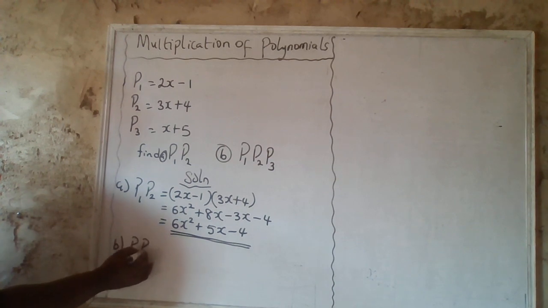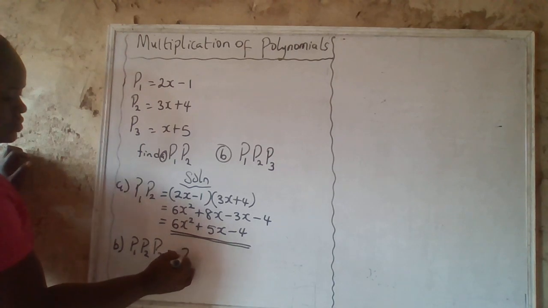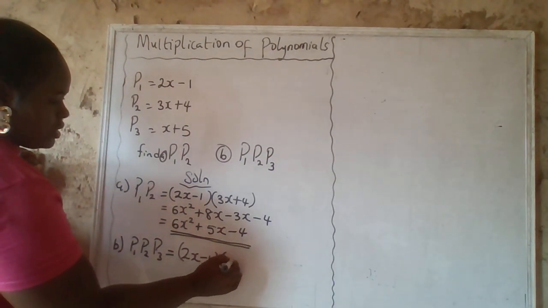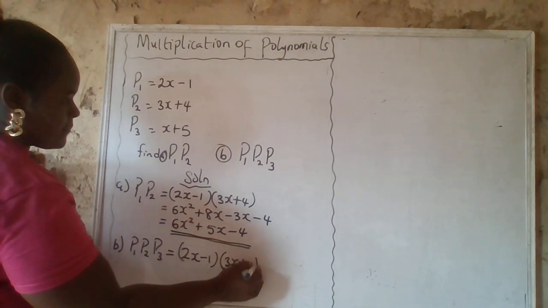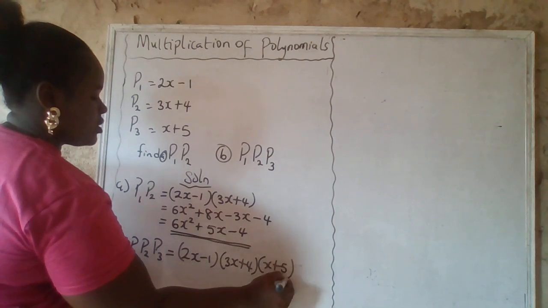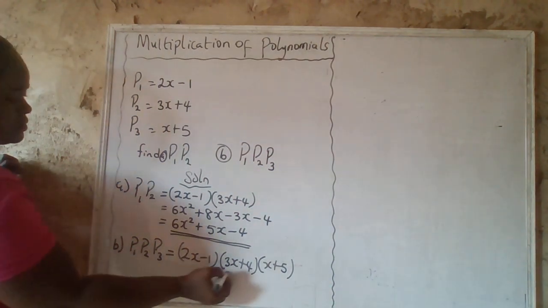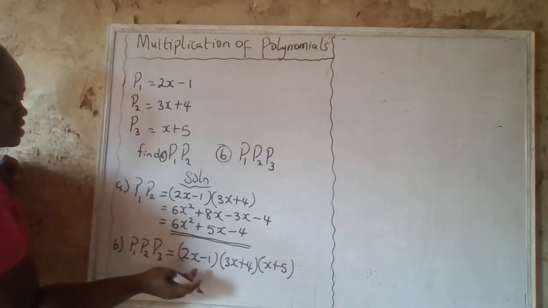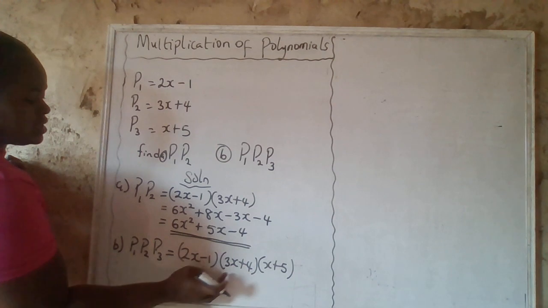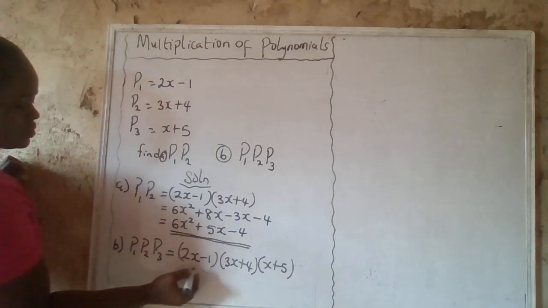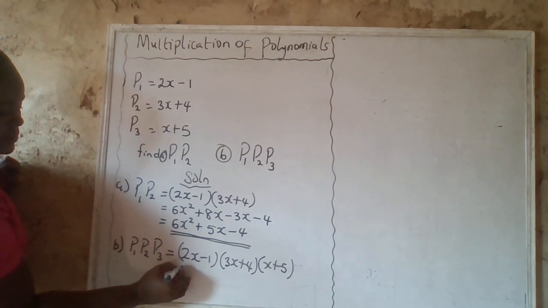Okay, now looking at the third one, we are told P1, P2, P3, and this is simply P1 is 2x minus 1, P2 is 3x plus 4, and P3 is x plus 5. We are lucky enough that this has already been solved. So we just replace it and then multiply with this. If it has not been solved, then you open it one after the other. Open this one first, then use it to open the other one.